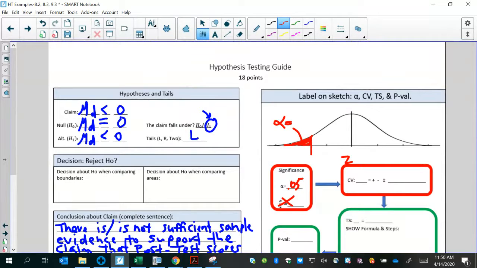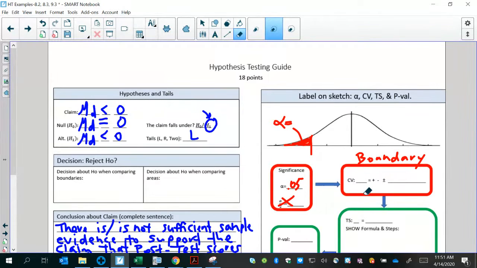Is it a z boundary or a t boundary? It's a boundary for sure, but is it a z-score boundary? Well, we were given sample data. We were not given the population mean. We only know the sample. Oh, I just totally mixed up my words. Let me start over.